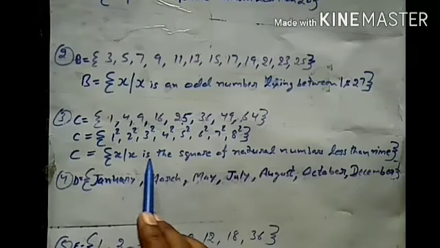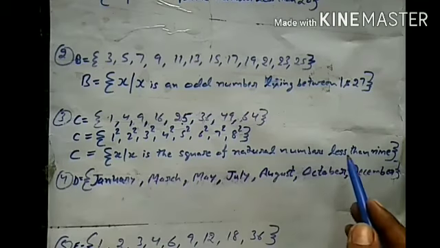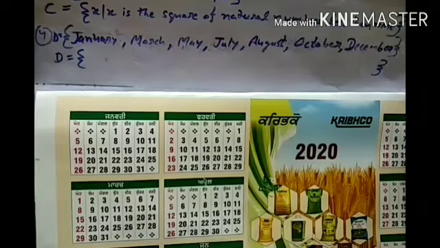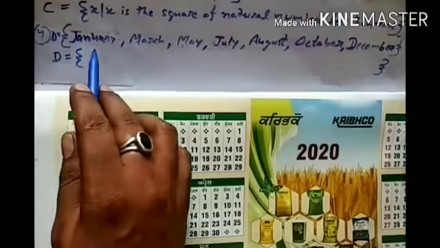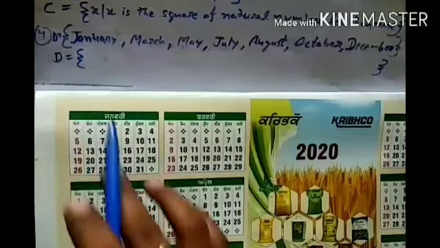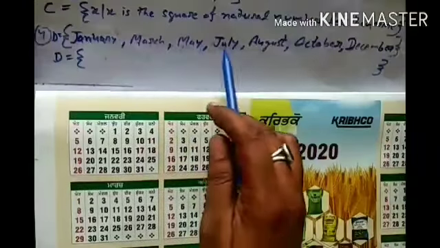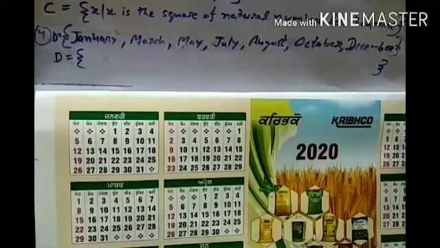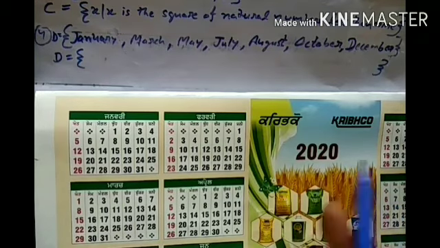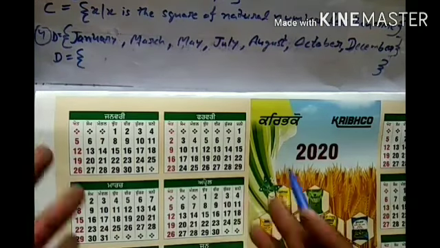Now x such that x is a square of natural numbers less than 9. Now our fourth question is the set D, and some months' names are written here. How many months are there? 1, 2, 3, 4, 5, 6, 7. 7 months are written there. So I have to convert this roster form to the set builder form.